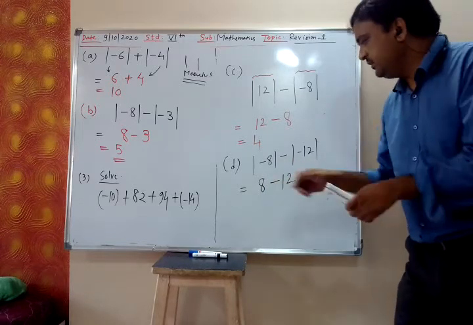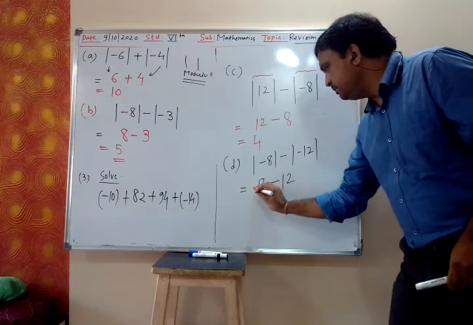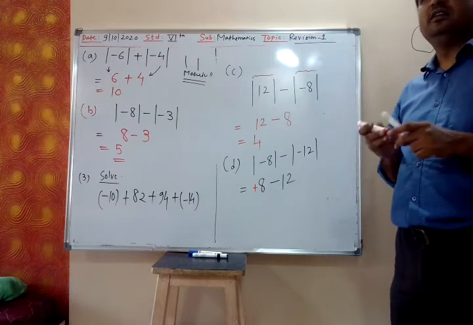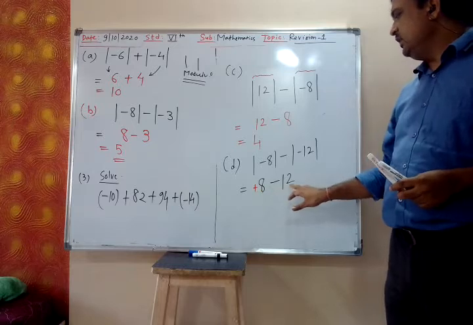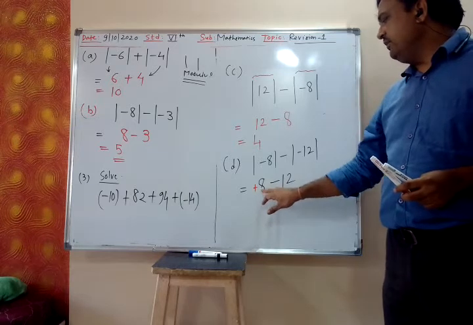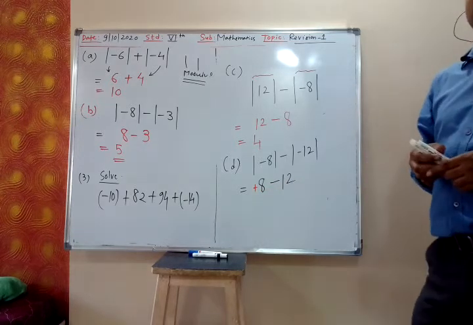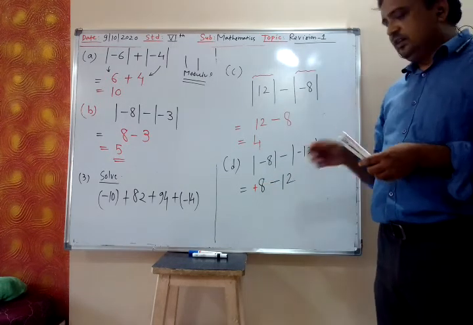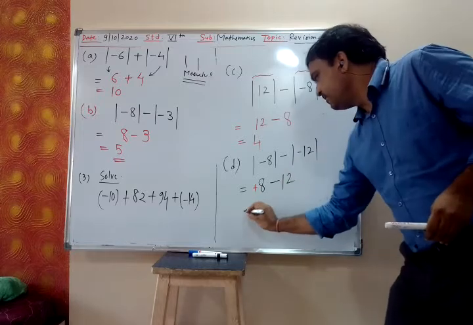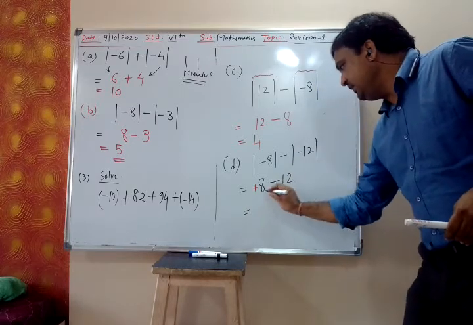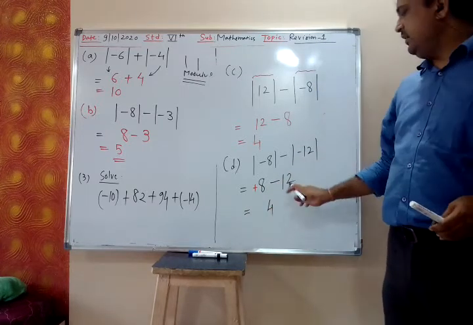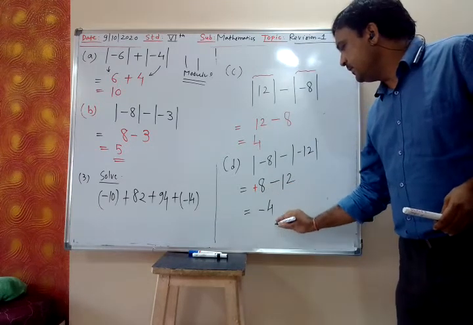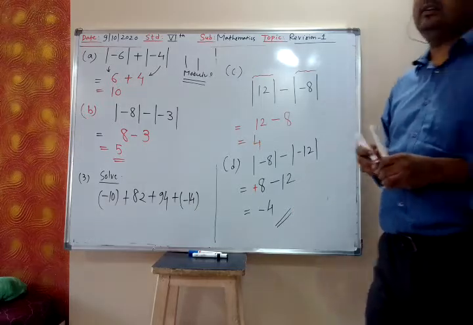Now what is the sign of 8? No sign means plus sign. What is the sign of 12? Minus. So they have opposite signs. Whenever they have opposite signs, we subtract. 12 minus 8 is 4. Now which number is bigger? 12. What is its sign? Minus. So the answer is minus 4.